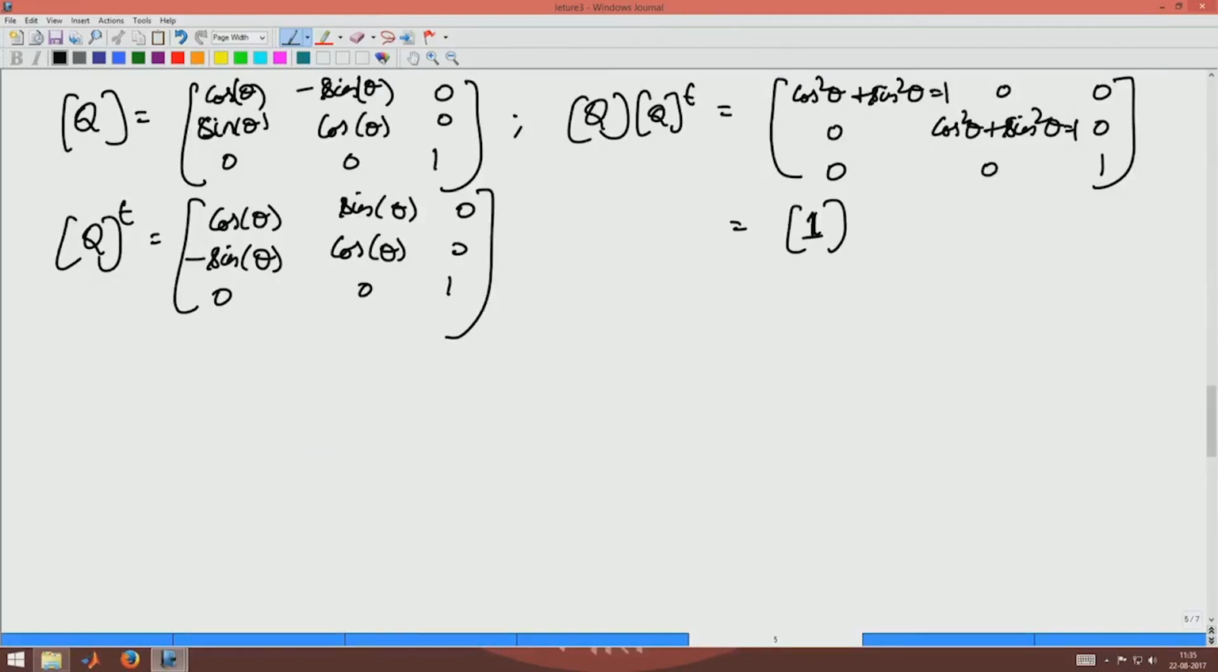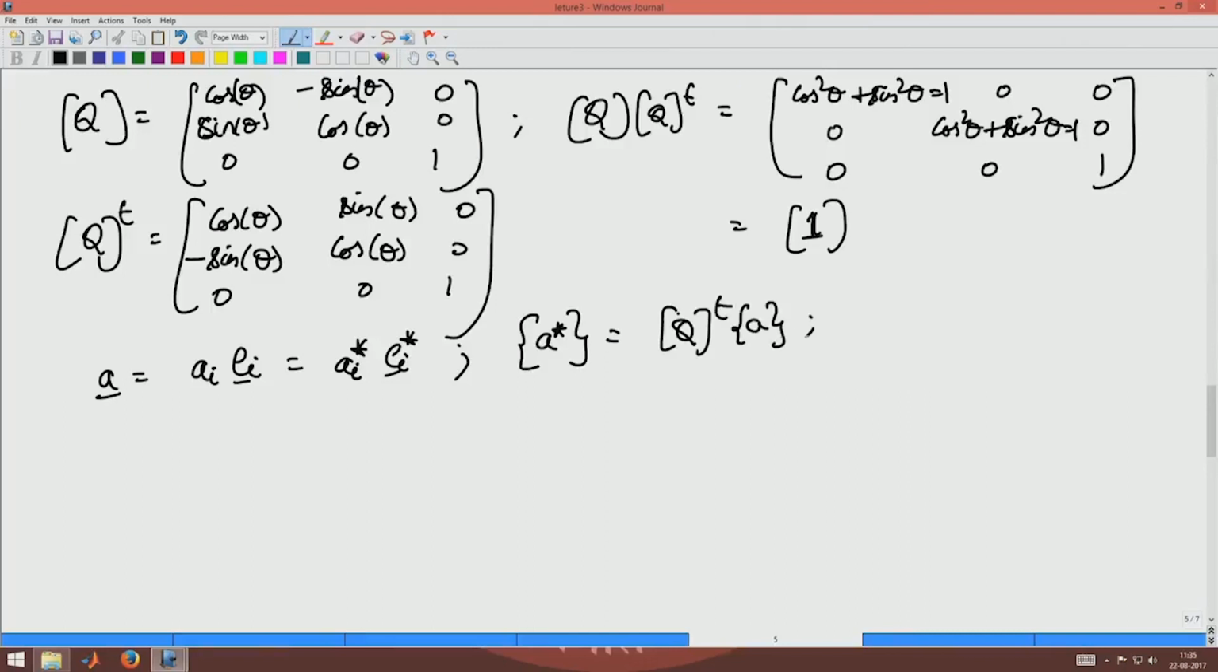Okay. So, what we have understood till now is I can represent a vector A as a_i e_i, or a_i star e_i star, where a star would be related to A as Q transpose A, where Q_ij is e_i dotted with e_j star. Okay.